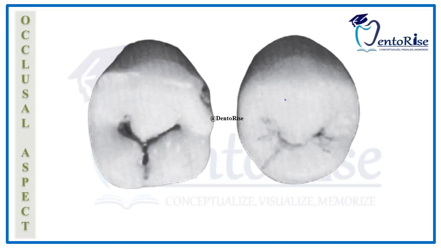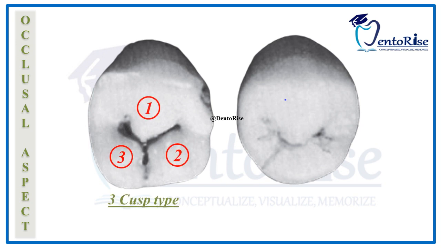We know that the dental anatomy of permanent mandibular second premolar shows variations when we talk about the number of cusps. When three cusps are present in this tooth, it is called as the three-cusp type of tooth. When two cusps are present, it is called as the two-cusp type. In this video, we will be dealing with the occlusal aspect of both these types in detail.